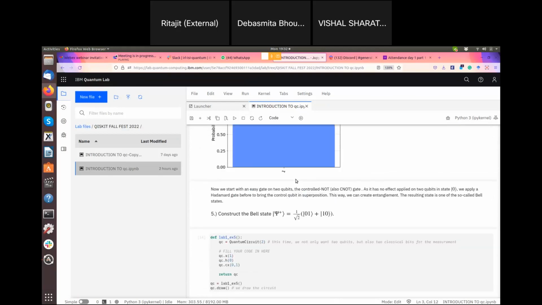Now let's see how you create the Bell state. In the last part of the lecture, we have seen the Bell state. Now we will see how the Bell state is created.